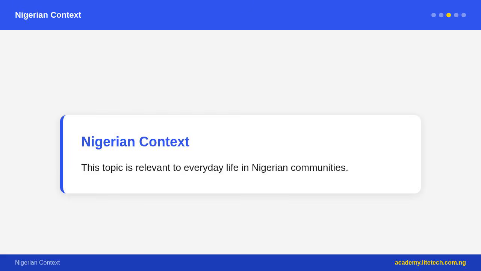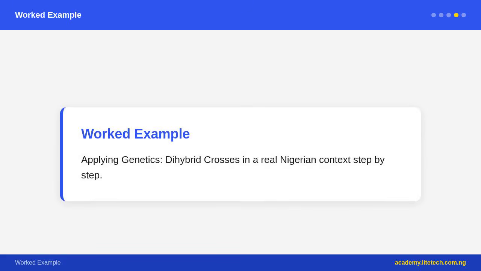The genotypic ratio of the 16 boxes is 1 YYRR, 2 YYRr, 2 YyRR, 4 YyRr, 1 YYrr, 2 Yyrr, 1 yyRR, 2 yyRr, 1 yyrr, 9 distinct genotypes. Important, the 9:3:3:1 ratio is only exact for large populations. In a small sample, deviations occur. Mendel obtained close to this ratio by counting thousands of seeds. WAEC examiners commonly ask you to state the phenotypic ratio and explain what it means biologically.